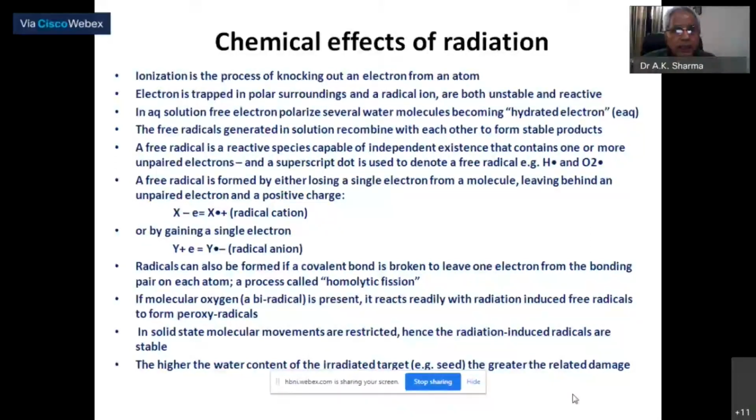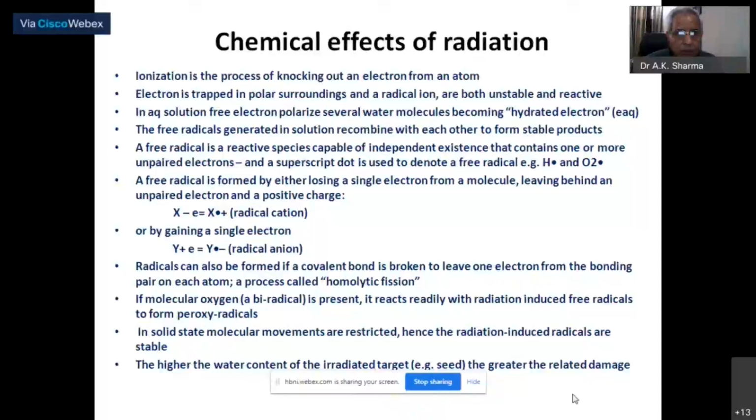Further, ionization, as you might have already learned, is the knocking out of an electron from an atom. Now, when an electron is knocked out, it can be trapped in a polar surrounding, and a radical ion can be created. Both are unstable and reactive. They have a very low lifetime. They are highly unstable, and therefore they are very reactive.